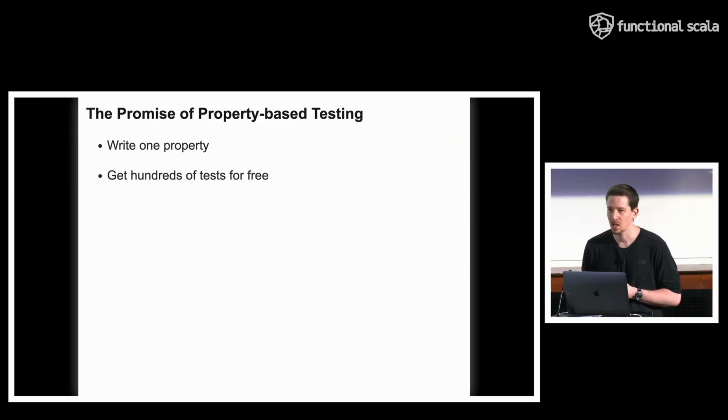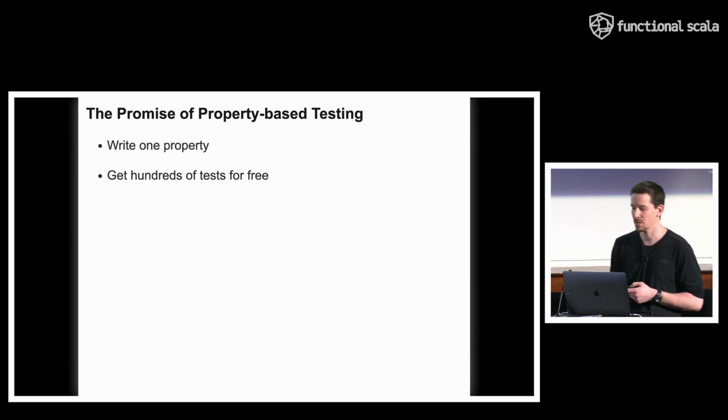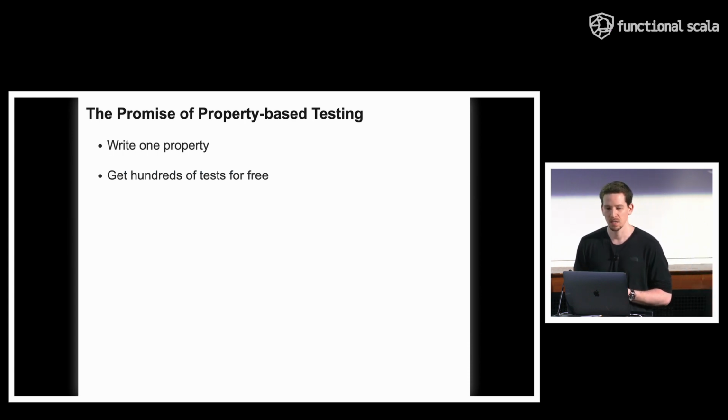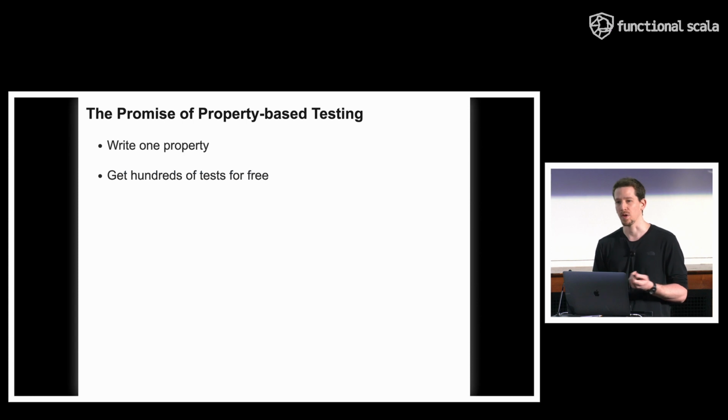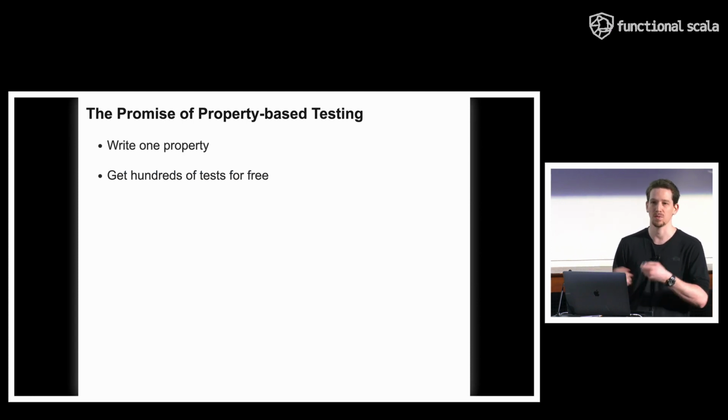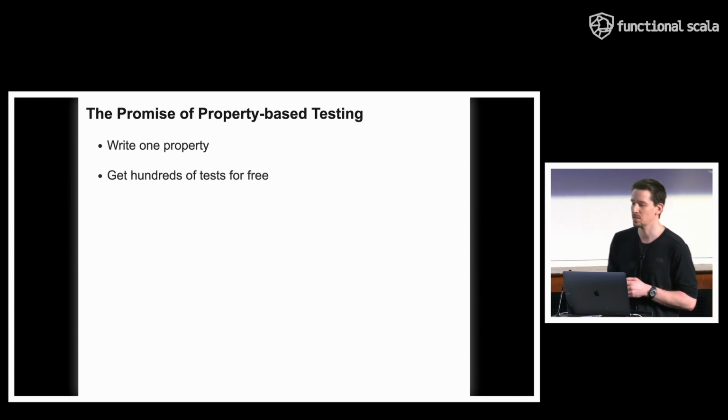Okay, so I'm sure many of you have heard of property-based testing at some point or another, and usually it sounds very promising. Usually, it goes something like this: you write one property for your code that should hold for any input, and then you get hundreds of tests for free by just generating random inputs and verifying that the property holds the way you want it to hold.